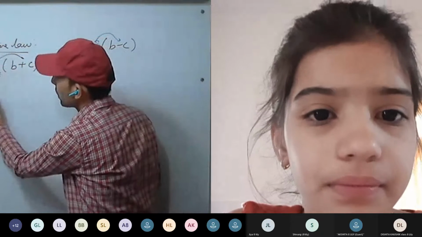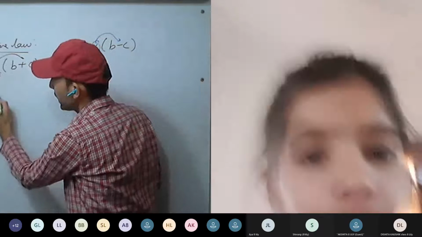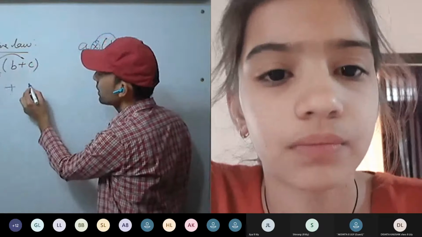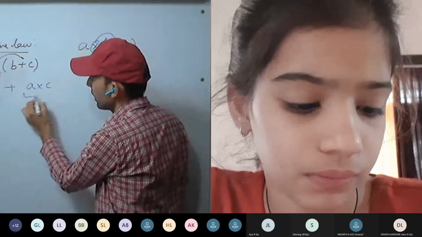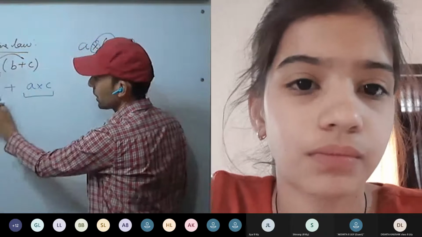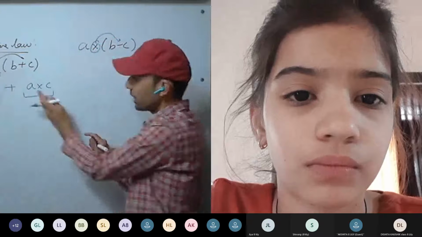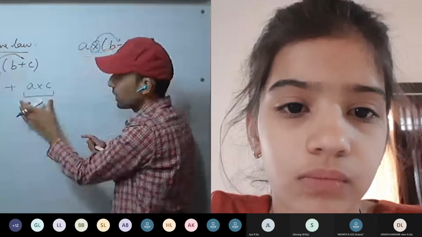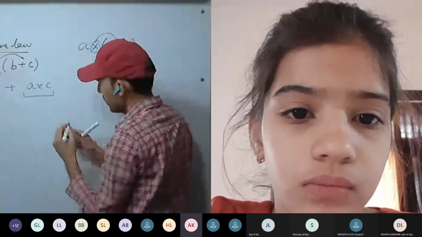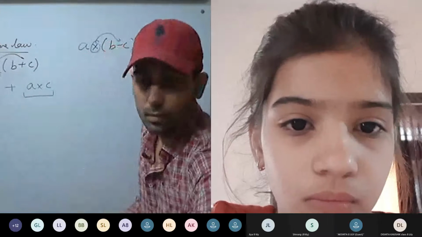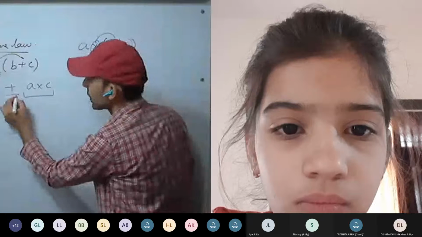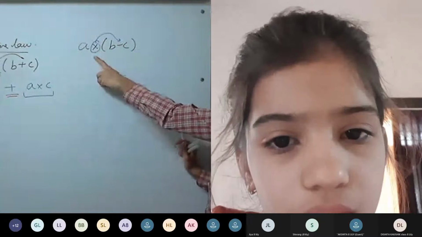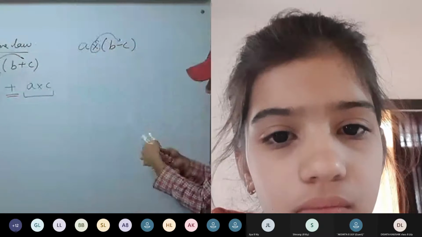A into B. We did one distribution over addition. Plus sign, A into C. You can see we have distributed multiplication. This side we have distributed, this side we have distributed. Two sides we have distributed over what? Over addition. And here we are distributing multiplication over subtraction.